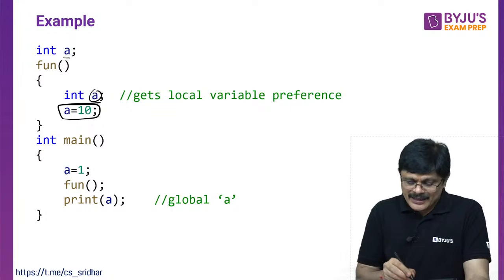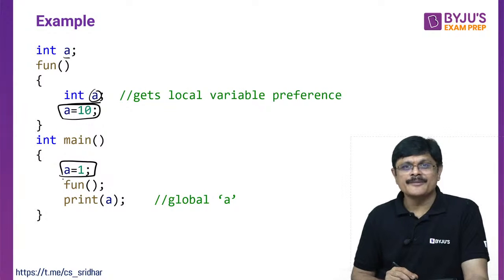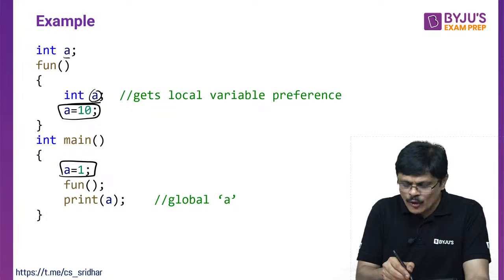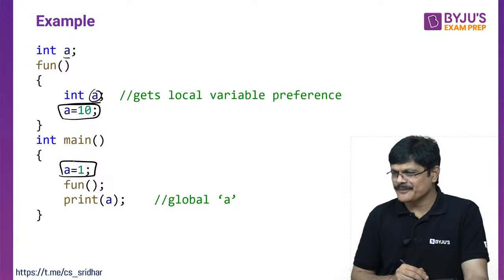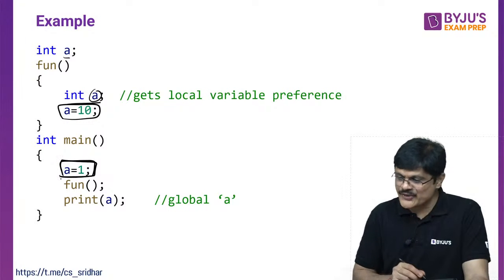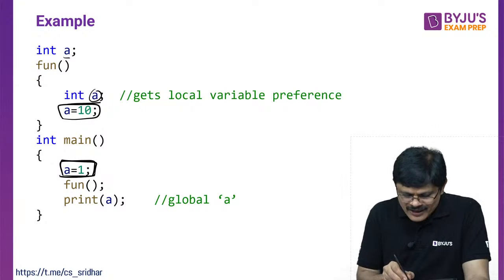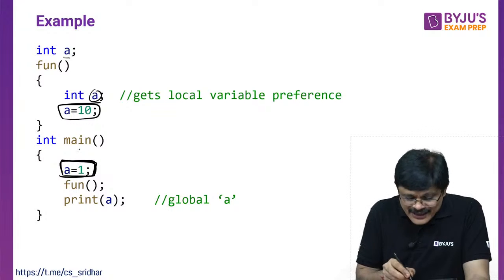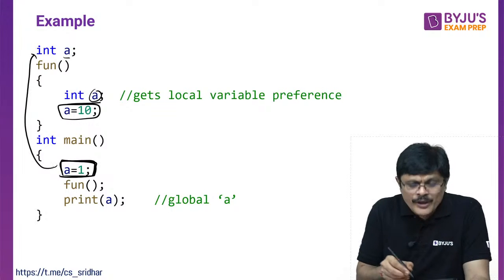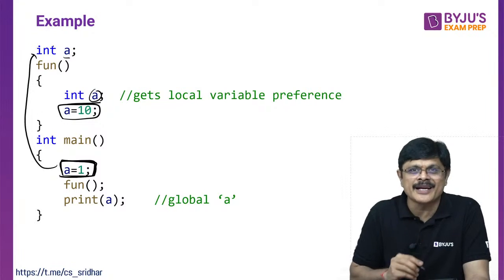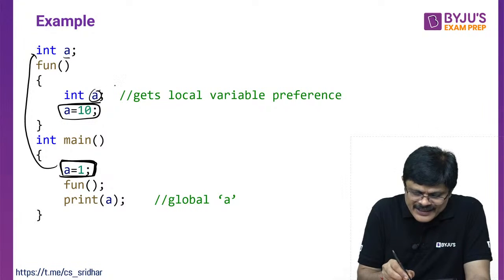Now here, this a is equal to 1 is what? Is this the local a or the global a? Local. It is not local, sir. It is the global a, because there is no a inside the main function. So this is the global a. This is the local a.